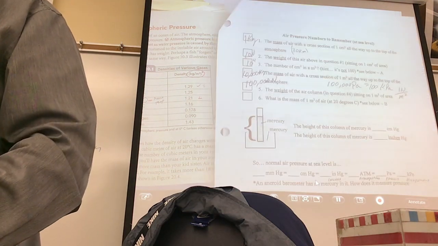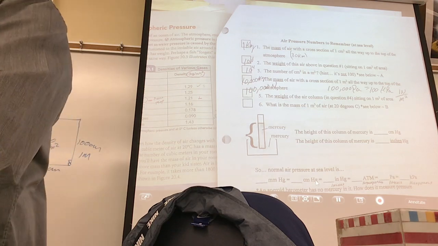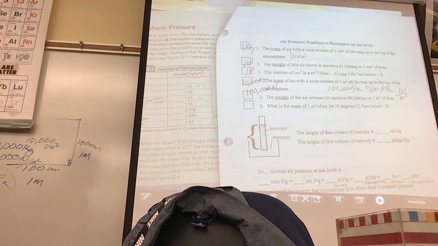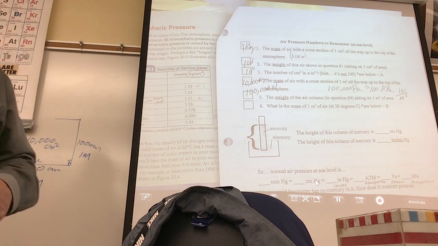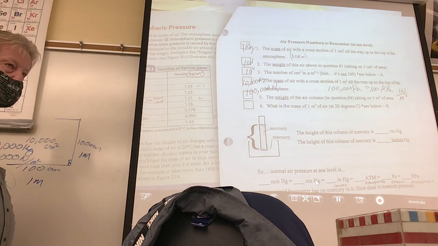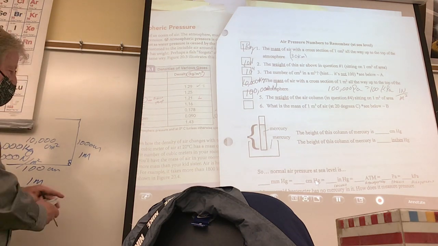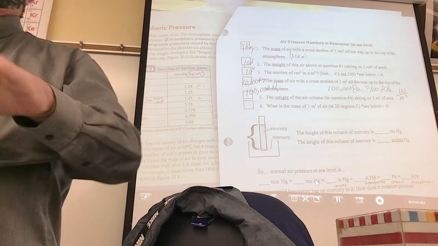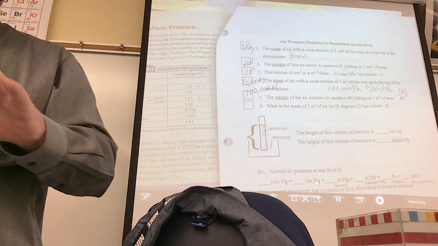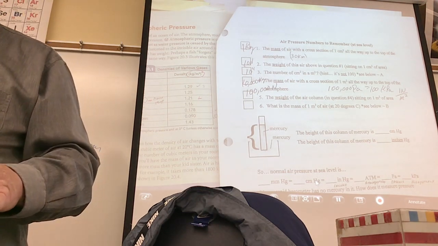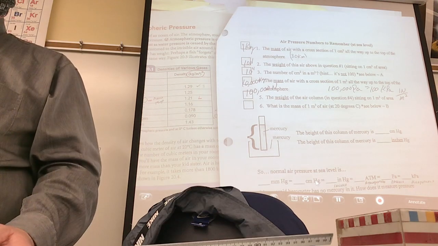So what I'd like to do is show you, oh, by the way, another number that you should know: what if I had a cubic meter? What if I was at sea level and I had a cubic meter way down here where the real dense air is? If I had a cubic meter of air, how much mass would that be?